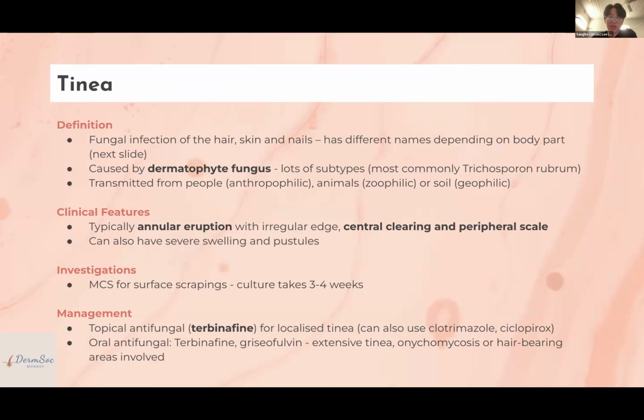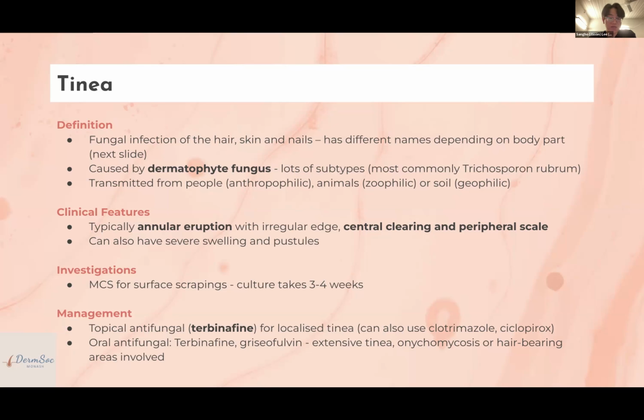The clinical feature to be aware of for tinea most commonly is your ringworm type, which is an annular eruption with irregular edge, erythematous edge with a bit of scaling, and there's central clearing. So the center is all fine, and then you see this ring of erythema and a bit of scaling, and hence the reason why they got the name ringworm.